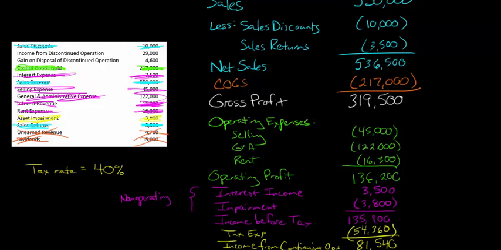So here's how it works with this net of tax. We do multiply it by 1 minus the tax rate. So this is multiplied by 1 minus 0.40, and then this is multiplied by 1 minus 0.40.